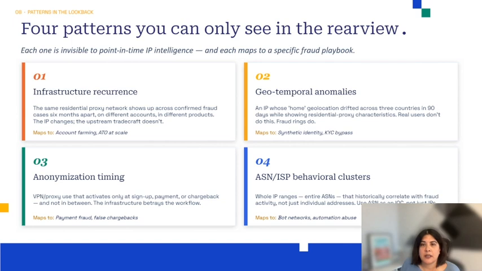And then anonymization timing. So what if an anonymizing proxy was only used at signup, at payment, at the chargeback, never in between? The infrastructure is betraying that workflow. And then looking at ASN, ISP, behavioral clusters. So stop thinking about IPs in isolation, right? Entire ASNs can be fraud correlated historically. That's your indicator of compromise, or the IOC, not just the individual IP address.